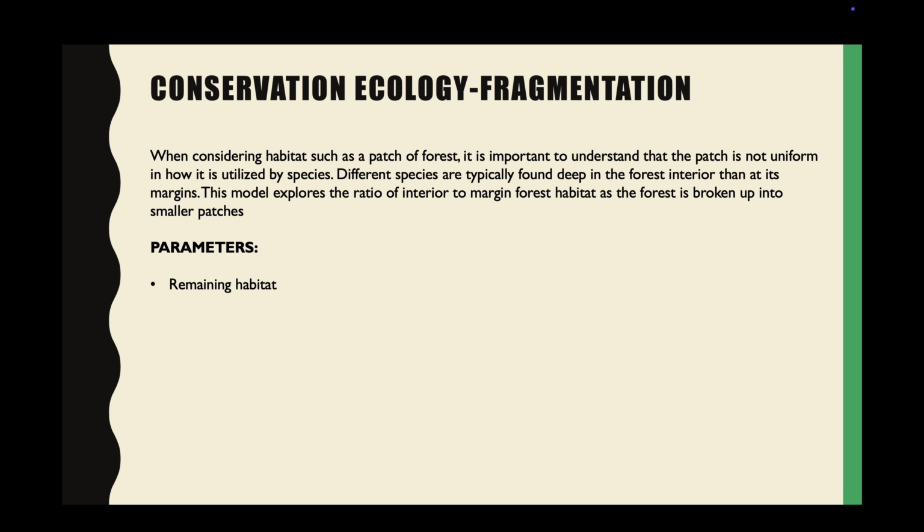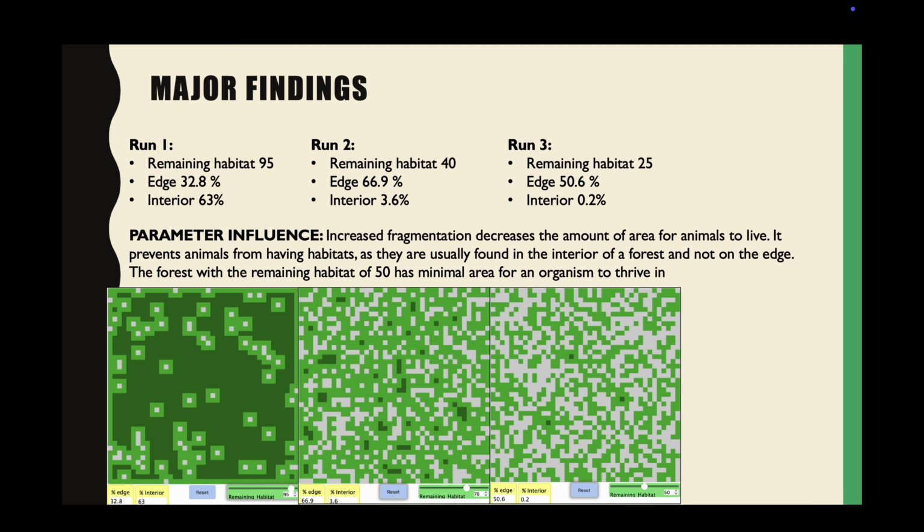Different species are found typically deep within the forest in the interior, and the parameters for this one were remaining habitat. So for each run, the interior percentage decreased. The increased fragmentation decreased the amount of area for an animal to live. It prevents the animals from having habitats, as they are usually found in the interior of a forest and not on the edge. The forest with the remaining habitat of 50 has minimal area for an organism to thrive in.